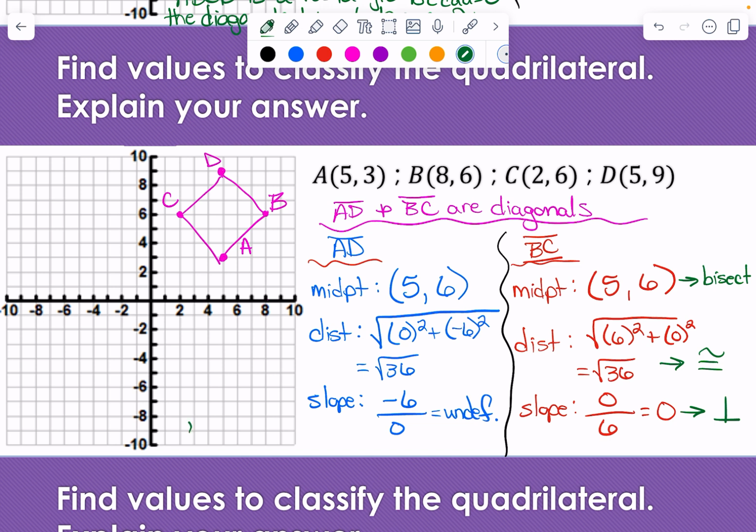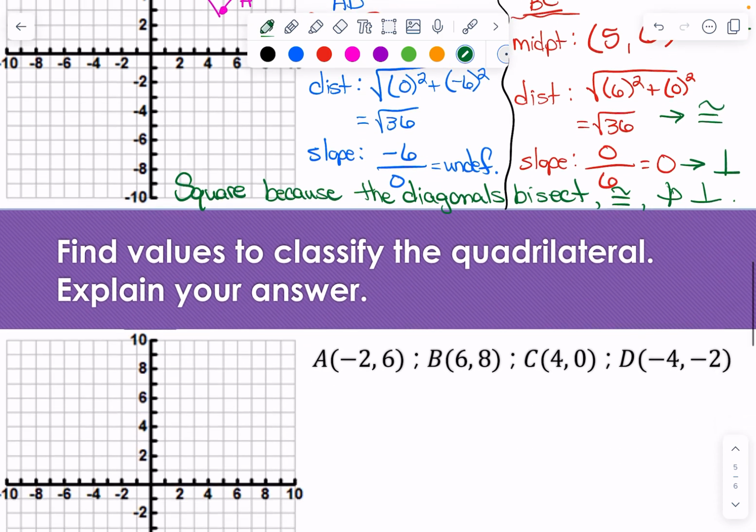So what kind is it? It is a square, because the diagonals bisect. Okay, so the diagonals bisect, they are congruent and perpendicular.